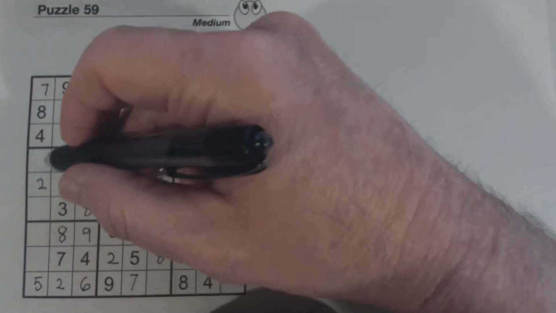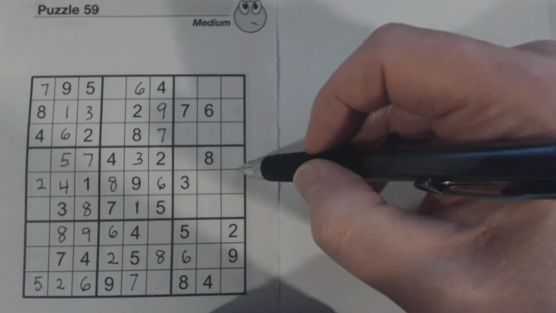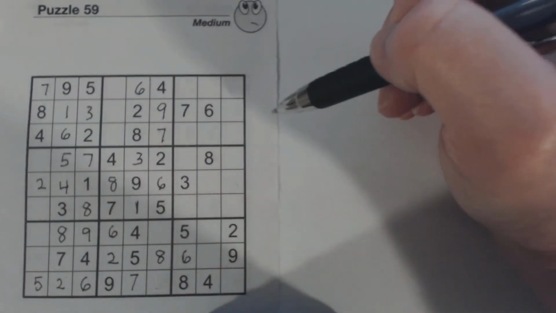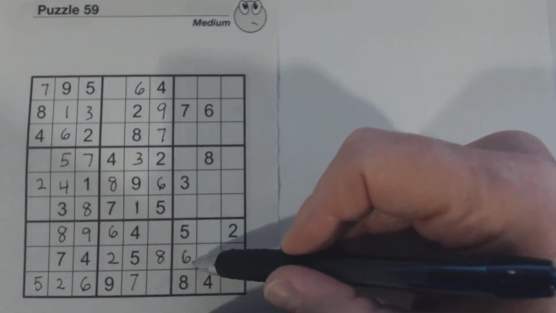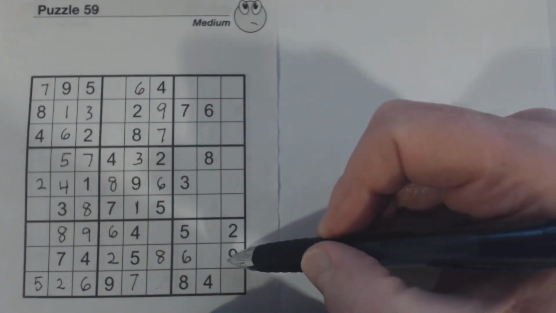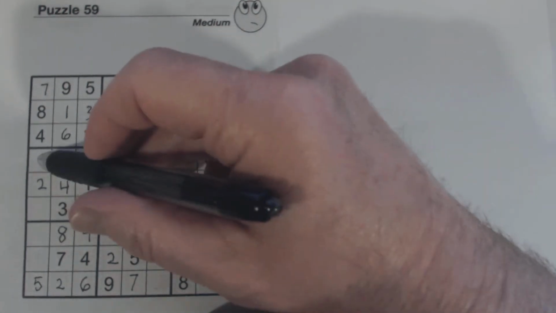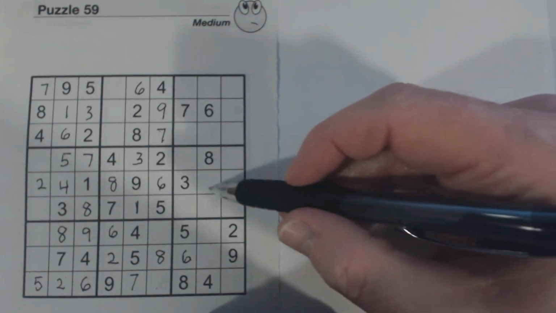We got a 6, 9 twins here. So these must be 1, 6, and 9 right here. So let's see, 1, 2, 3, 4, 5, 6, 7, 8, 9. 1, 6, and 9. And a 6 there, and 9 there, and a 1 there. So this is 6 or 9, 1 or 9, 1 or 6. So we can't solve those yet.